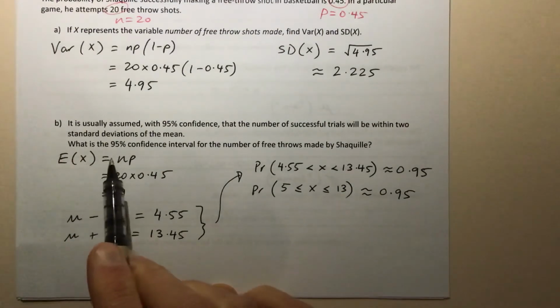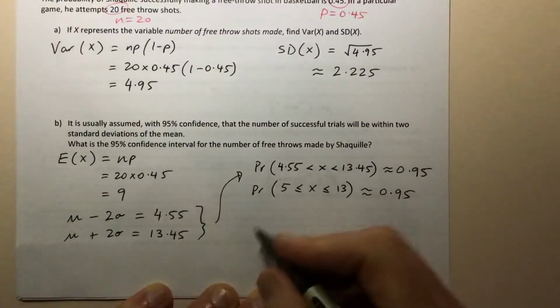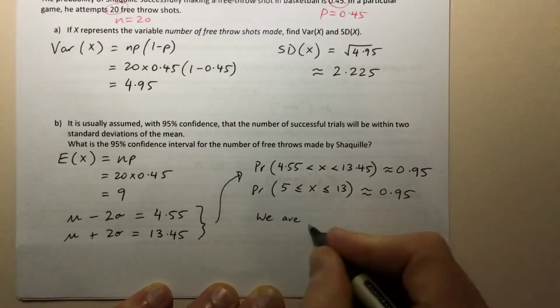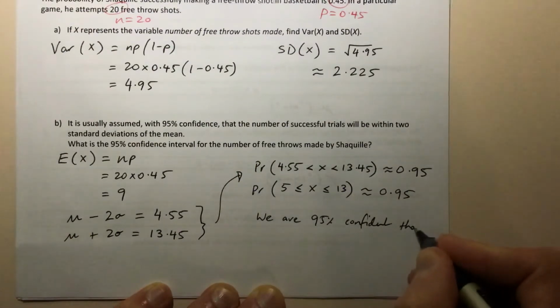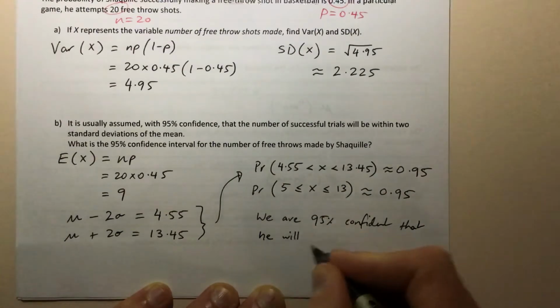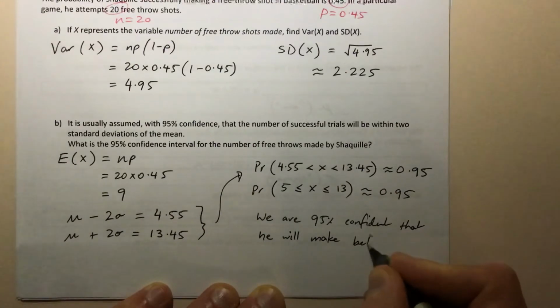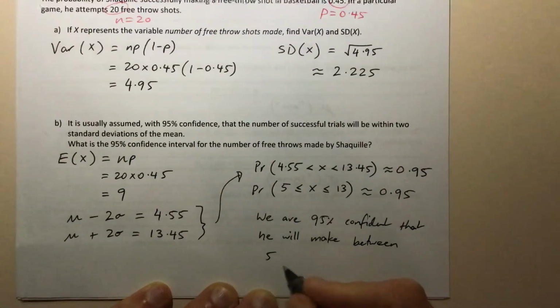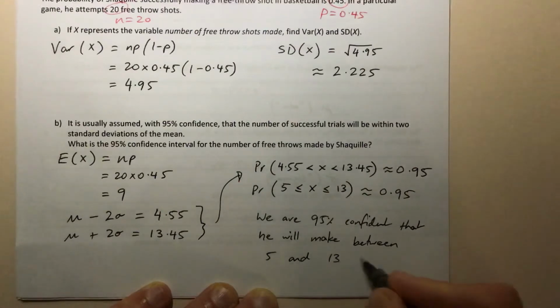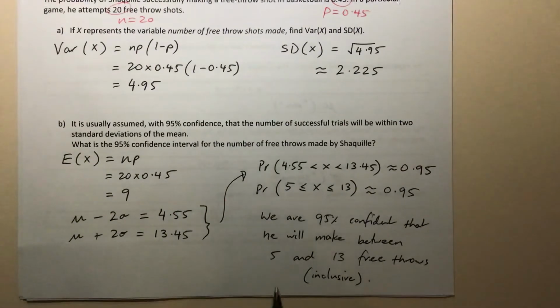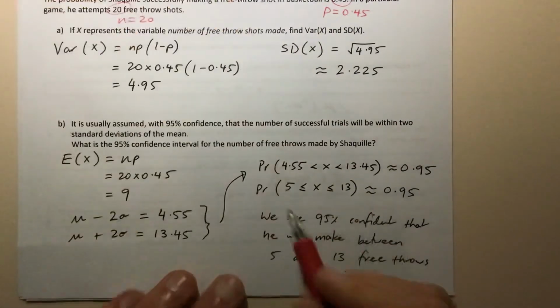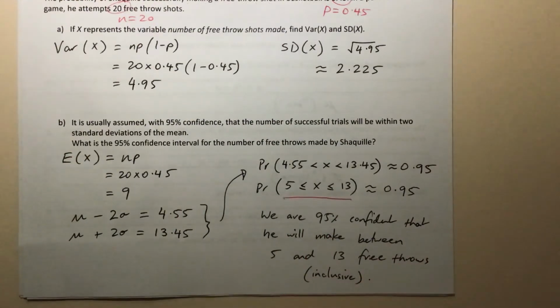The question said, what is the 95% confidence interval? Well, the interval is, and we can write it like this, we are 95% confident that he will make between 5 and 13 free throws. I'm going to write inclusive here, because we're including the 5 and the 13. So our 95% confidence interval is this interval here, right? X is between 5 and 13 inclusive.